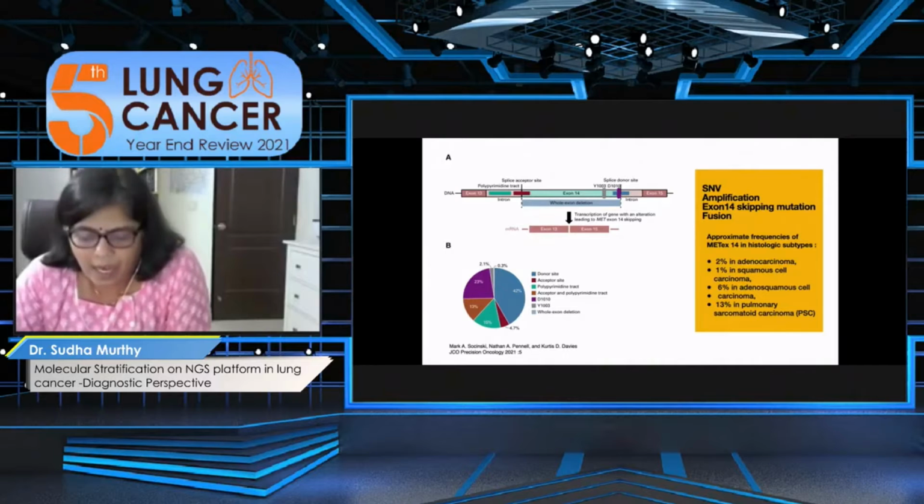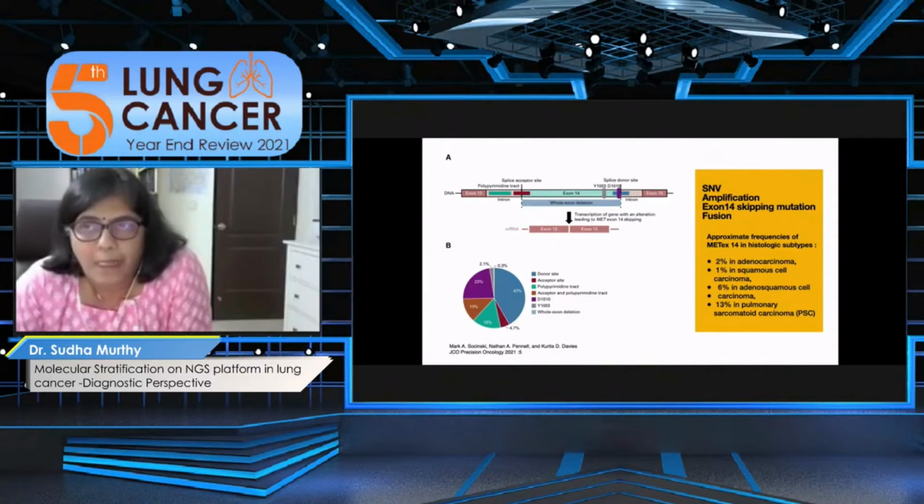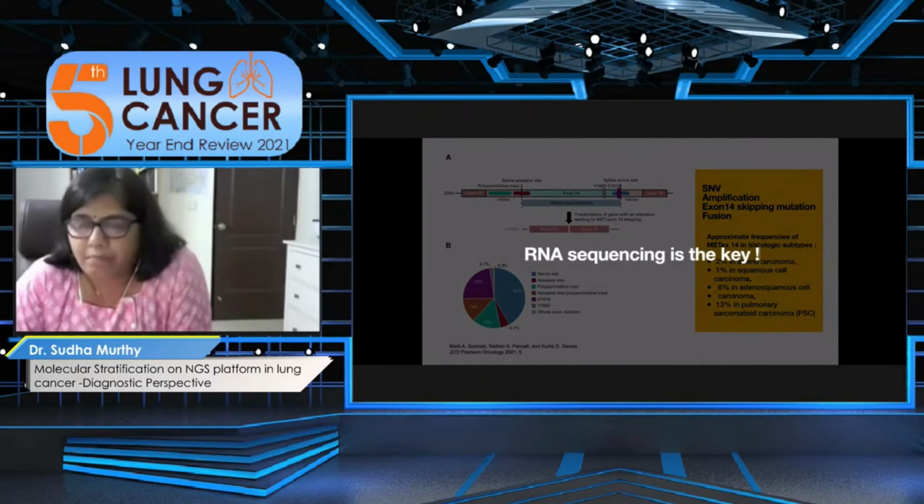In our cohort of about 198 cases over the last 6 months, we have seen 6%. So it is too early to say what the frequency of MET exon 14 skipping mutation is, but these are largely seen in the elderly age group and carry a worse prognosis. But the good part is that you have a target for this, and RNA sequencing is the key. So it is very important that your assay has both DNA and RNA, especially when you're looking at these fusions.